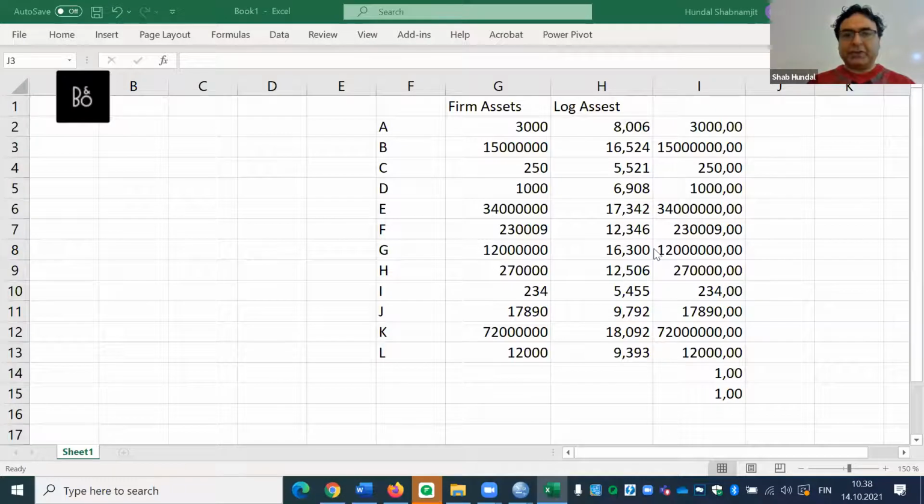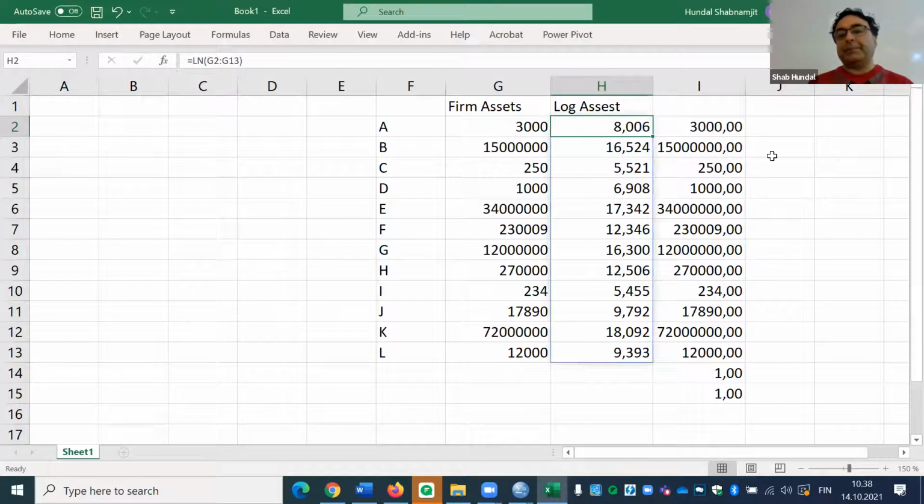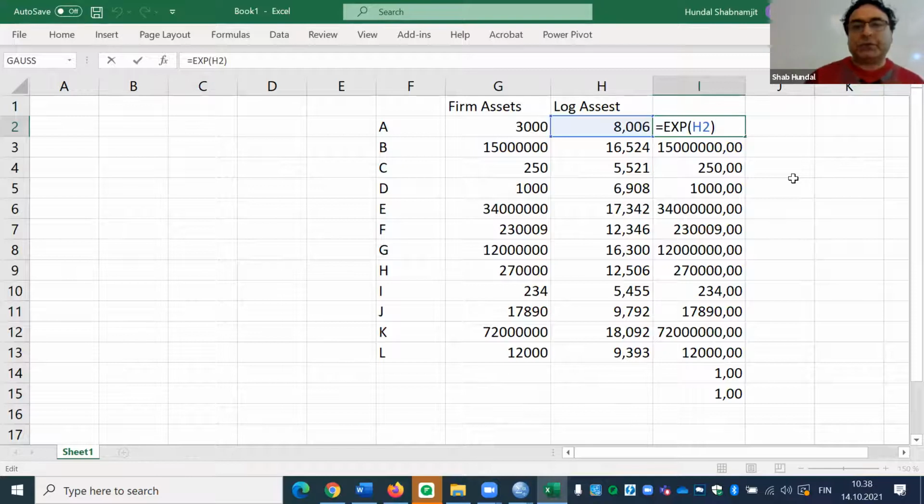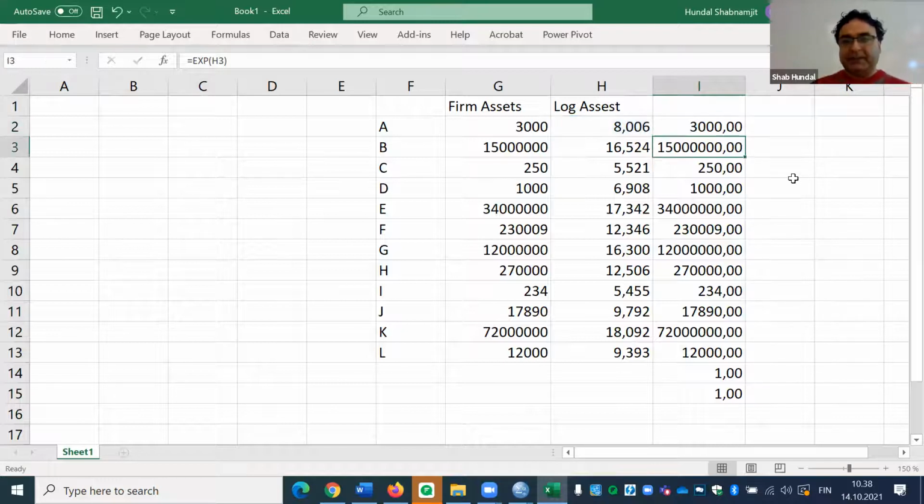So there was one question: if we have the original value and then we have the natural log value, how can we bring them back? If you want to bring the numbers back, then use the exponential function. So exponent of the selected value, and that will give you the original values.